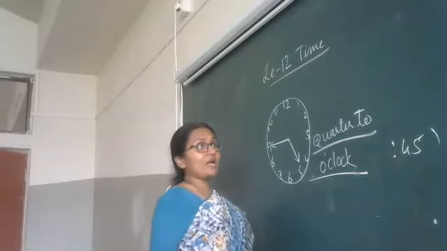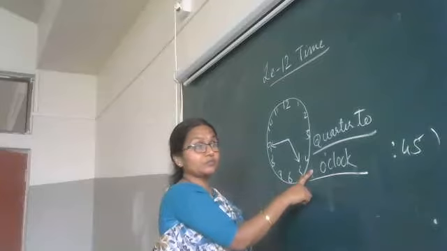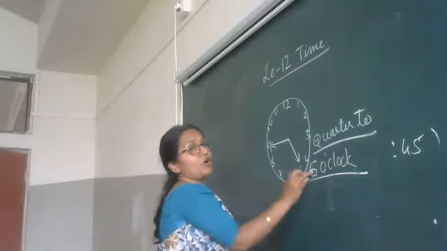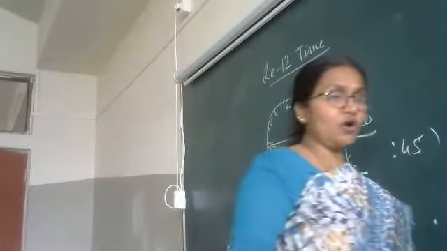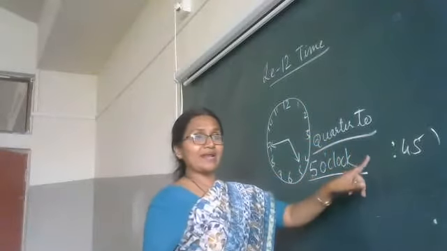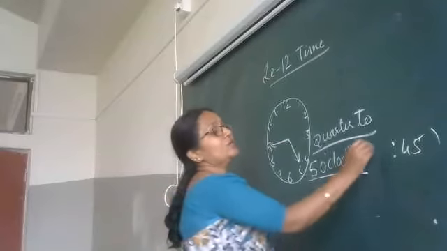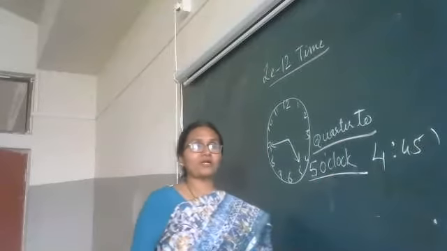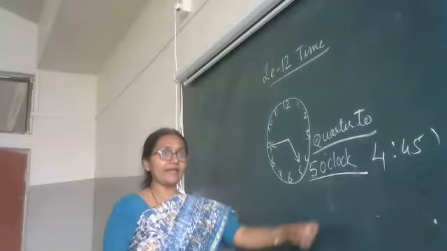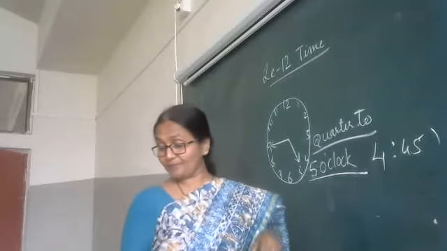So, what is the time now? Quarter to 5 o'clock. Quarter to 5 o'clock. So, what should I write here? The time. Very good. 4:45. What should I write there? 4:45. Understood all of you?